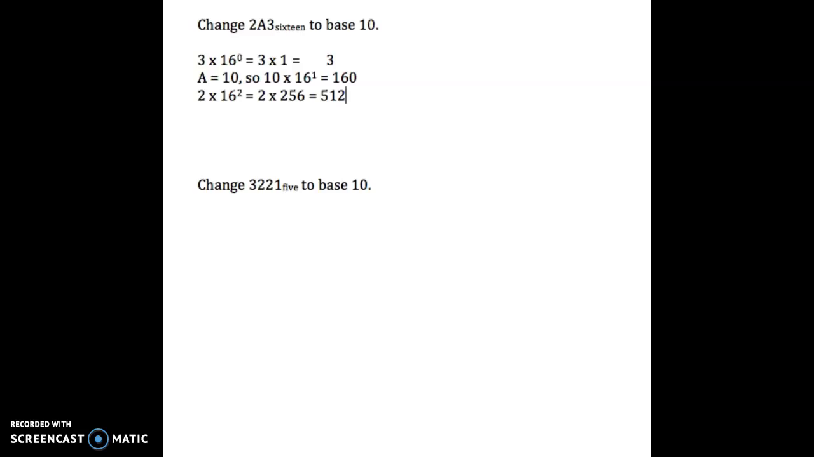Now I'm going to add the numbers from each of the places. I got 3 and 160 and 512 for a grand total of 675.